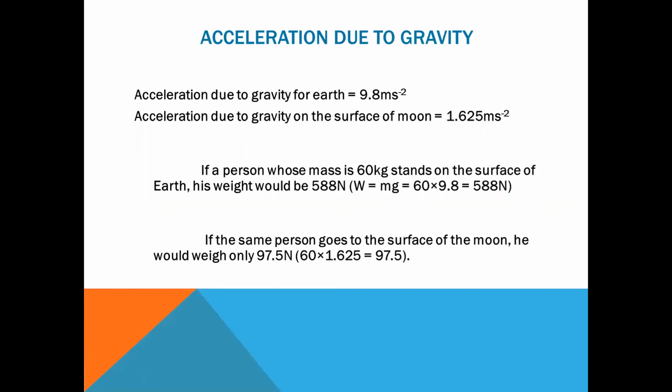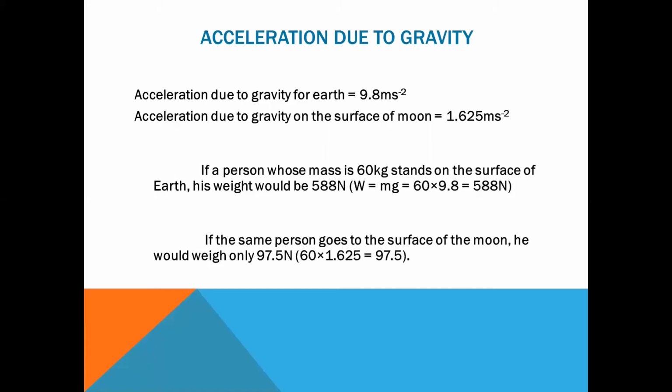Acceleration due to gravity. Acceleration due to gravity on the surface of the earth is 9.8 meters second minus 2, and the acceleration due to gravity on the surface of the moon is 1.625 meters second minus 2. So if a person whose mass is 60 kg stands on the surface of the earth, his weight would be 588 Newton. It is according to the formula W is equal to M into G. W is the weight of the person, M is the mass and G is acceleration due to gravity.